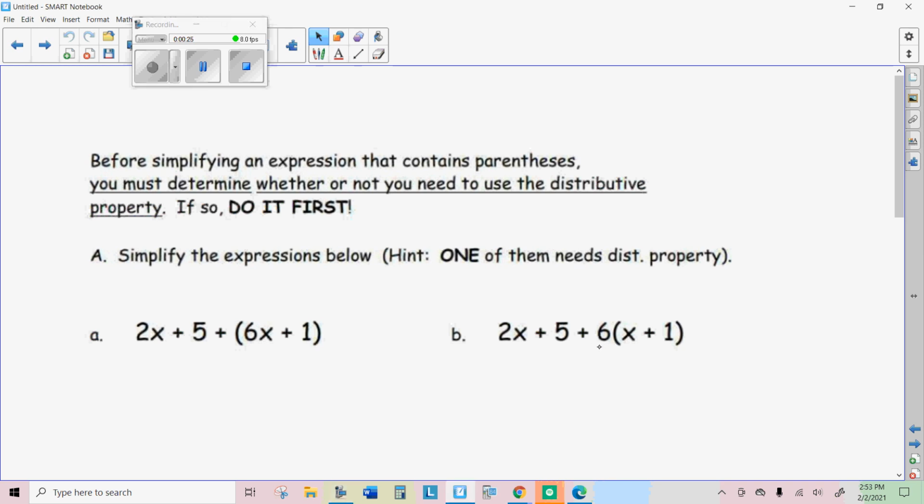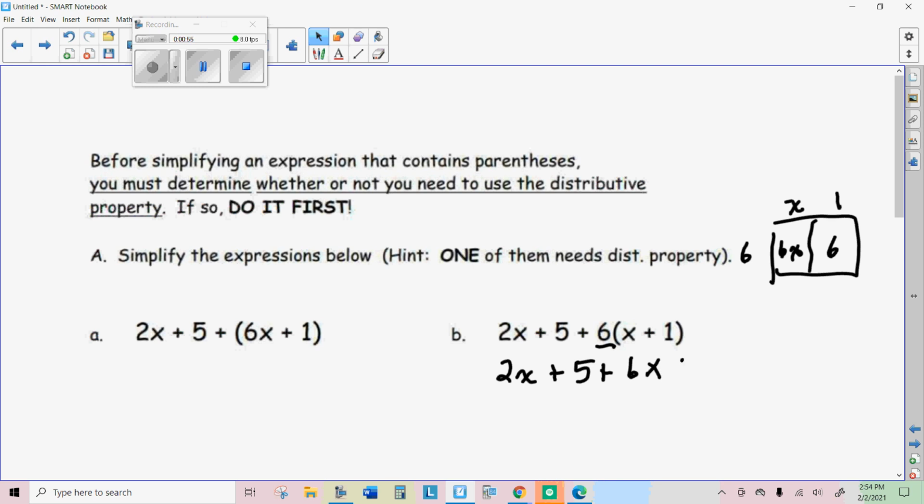Notice on this one that there's a 6 outside the parentheses. That one you have to get rid of the parentheses first. So you're just going to rewrite it using the distributive property. Now, here's how we learned how to multiply those. In case you forgot, you would put the 6 there, the x and the 1 there, and then do your multiplication tables. 6 times x and 6 times 1. And so you would write 6x plus 6 here.